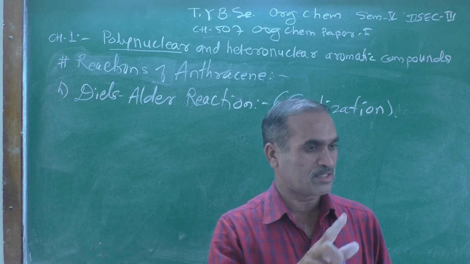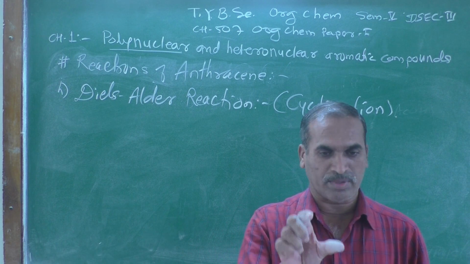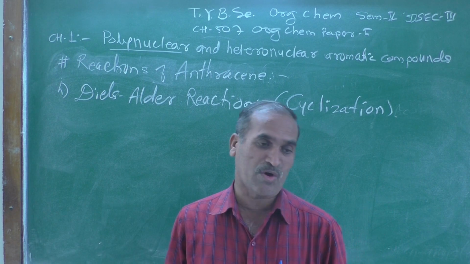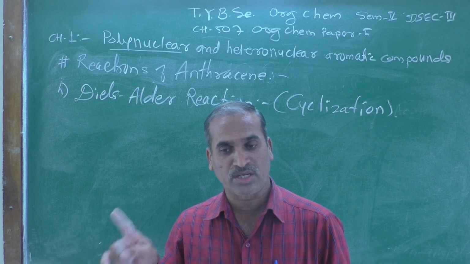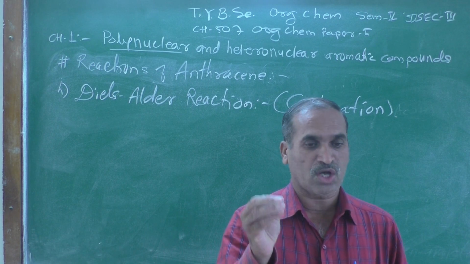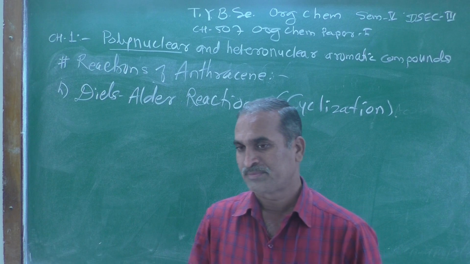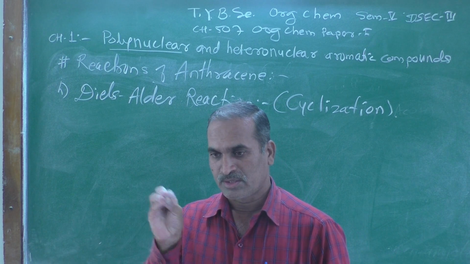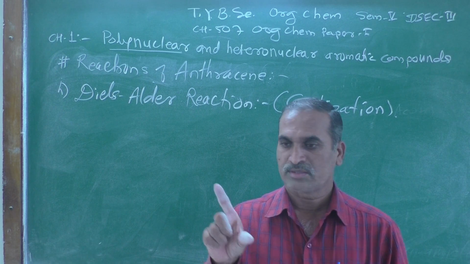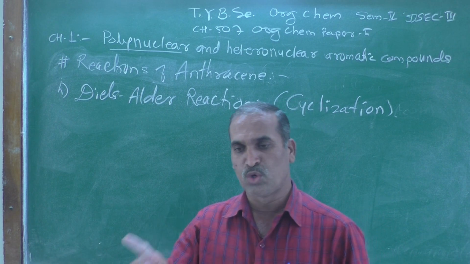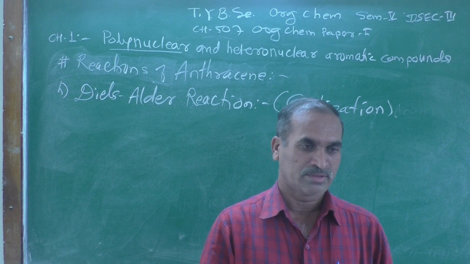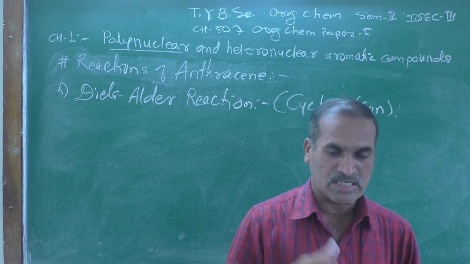A diene means alternating carbon-carbon double bonds, and that diene must be in a cis form. Then and only then does the Diels-Alder reaction take place. If there is a trans diene, there is no Diels-Alder reaction. The Diels-Alder reaction does not occur.